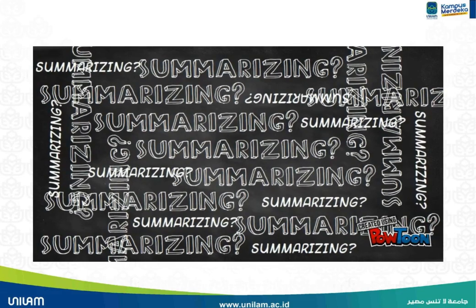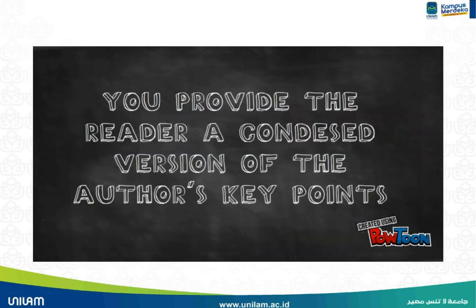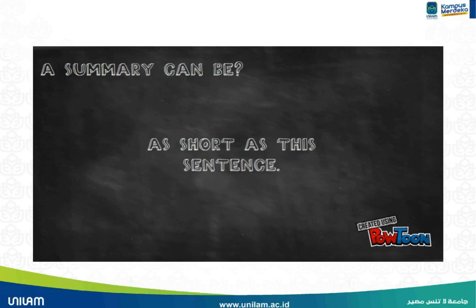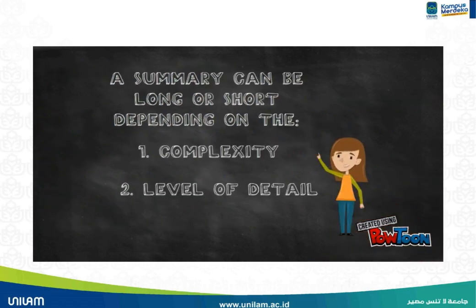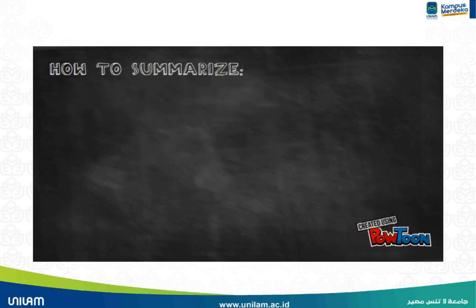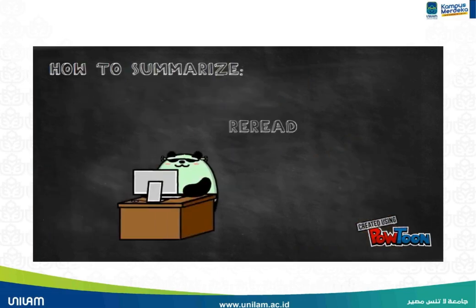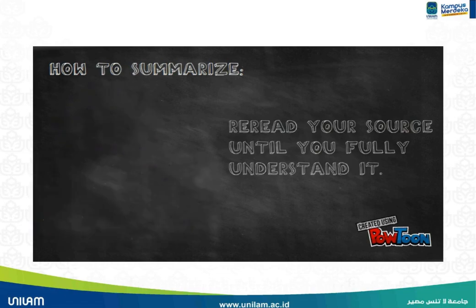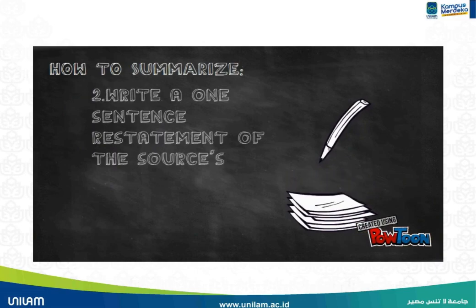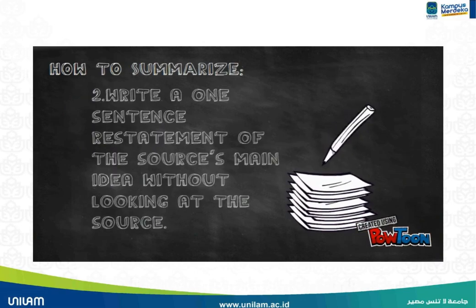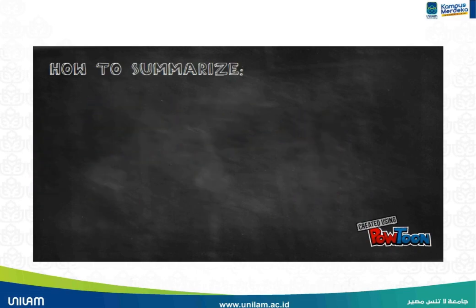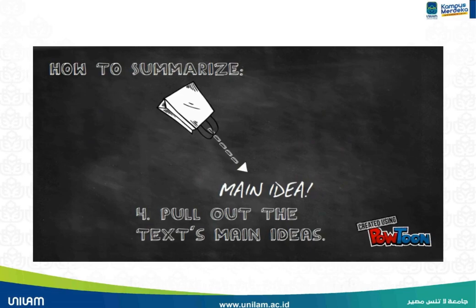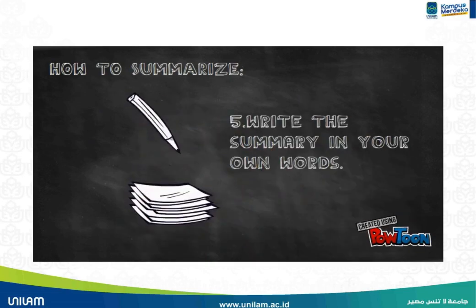What about summarizing? When you summarize, you provide your readers with a condensed version of an author's key points. A summary can be as short as a few sentences or much longer, depending on the complexity of the text and the level of detail you wish to provide to your readers. So how do we summarize? First is to read your source until you fully understand it. Second is to write a one-sentence restatement of the source's main idea without looking at the source. Third is to use the text's main idea as your summary's topic sentence. Fourth is to pull out the text's main ideas. And the last is to write the summary in your own words.